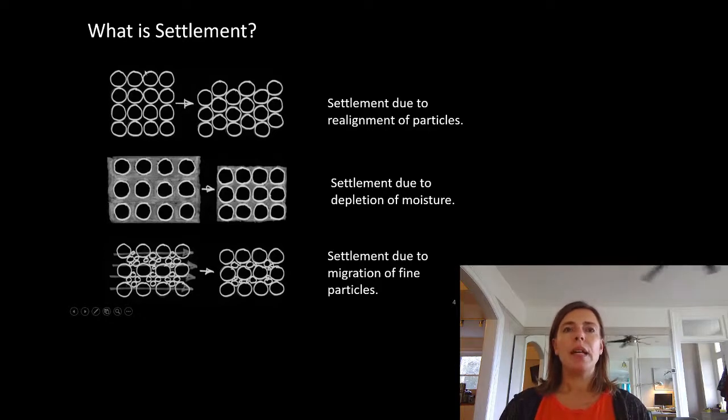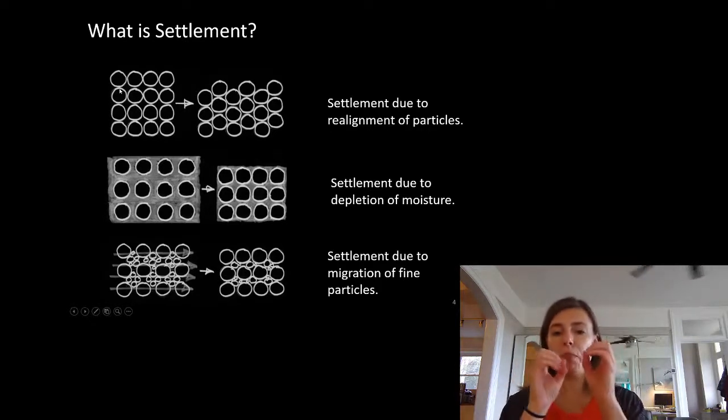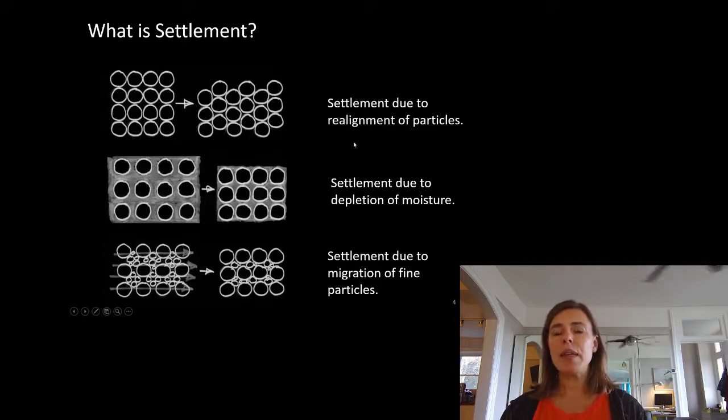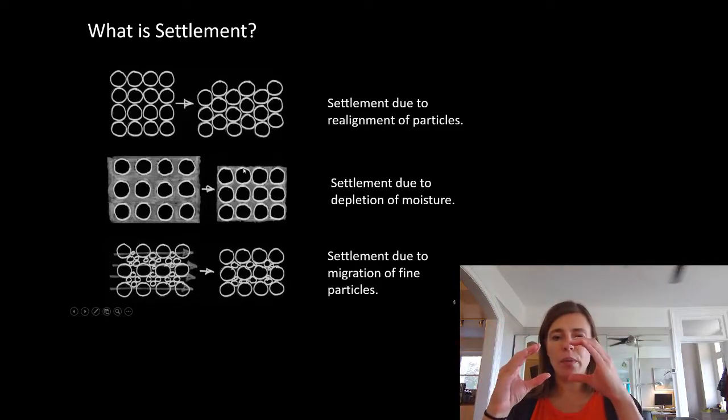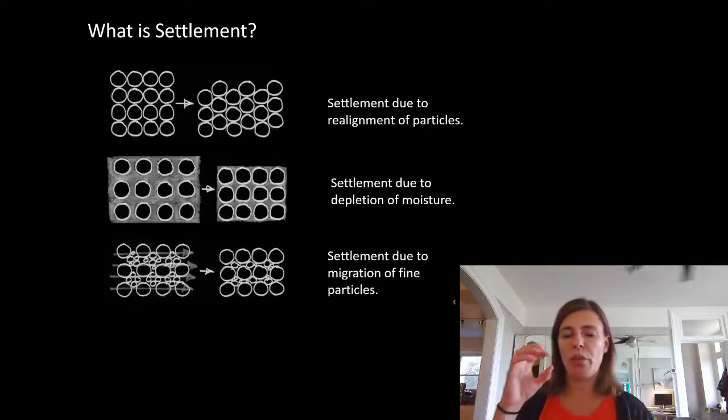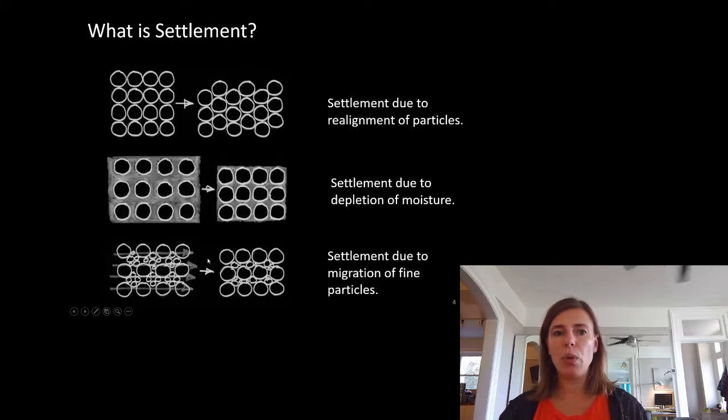So what is settlement? If we have a bunch of particles that are hanging out in this shape, maybe something comes along, shakes them up a little bit, and now they've realigned into this shape. So that's settlement due to realignment of particles. If we have lots of water mixed in amongst our particles, maybe it dries out. And as it dries out, our element shrinks. So we have settlement due to depletion of moisture. Maybe we have big elements and small elements, and water comes rushing through, and our fine elements get pulled away, and now our big elements can crunch down together. So settlement due to the migration of fine particles.